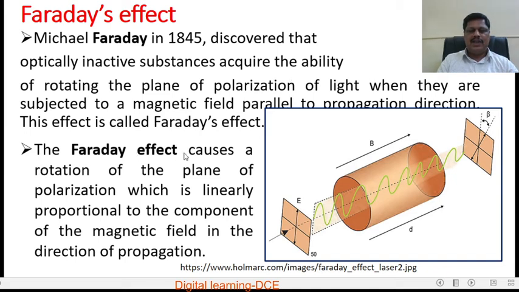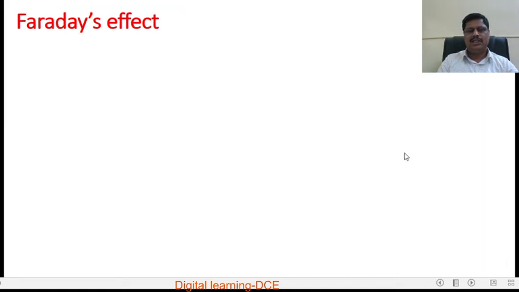The Faraday effect causes a rotation of the plane of polarization which is linearly proportional to the component of the magnetic field strength in the direction of propagation. So the rotation theta is directly proportional to the strength of the magnetic field, or the intensity of the magnetizing field.